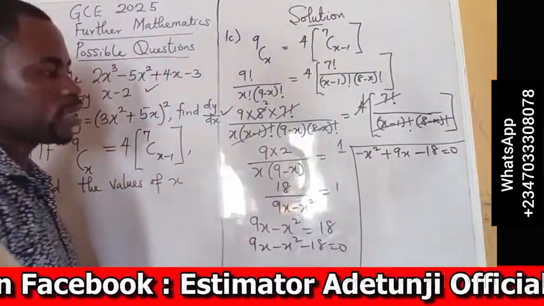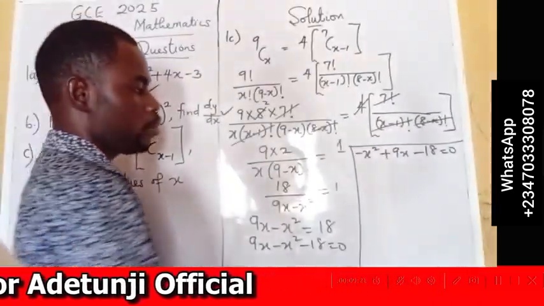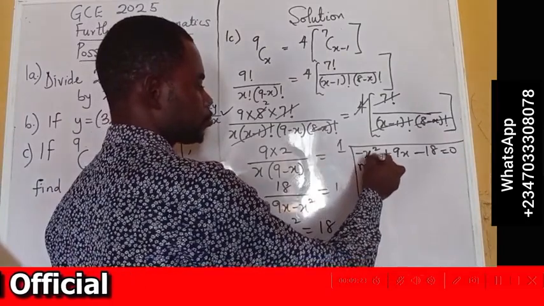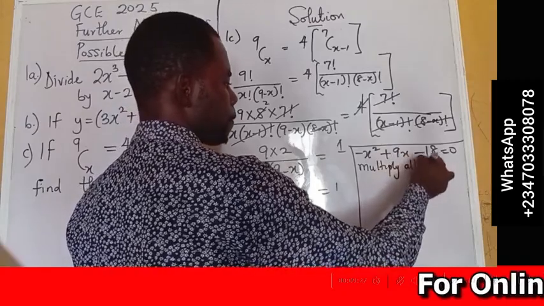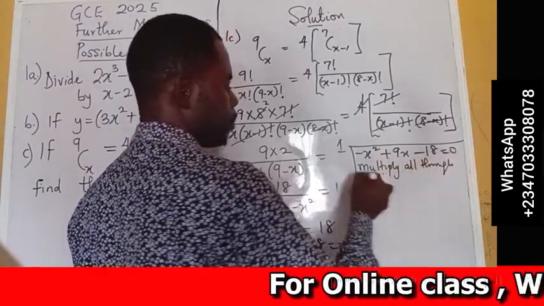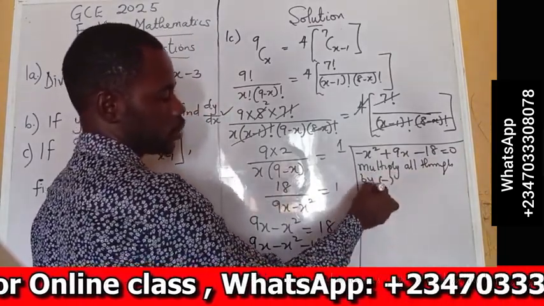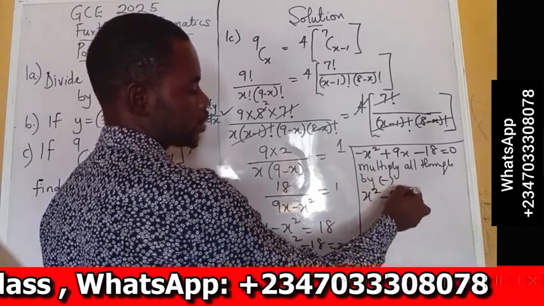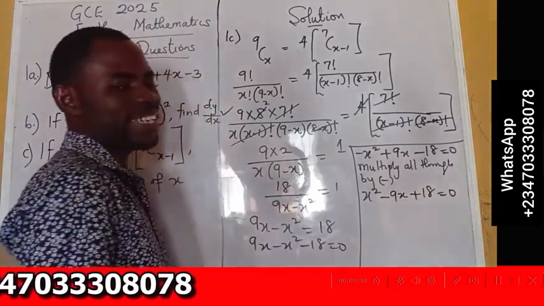Another way to make it simple for all of us, let me multiply all through by minus. So multiplying all through by minus, I have x squared minus 9x plus 18 equals 0, a quadratic equation.